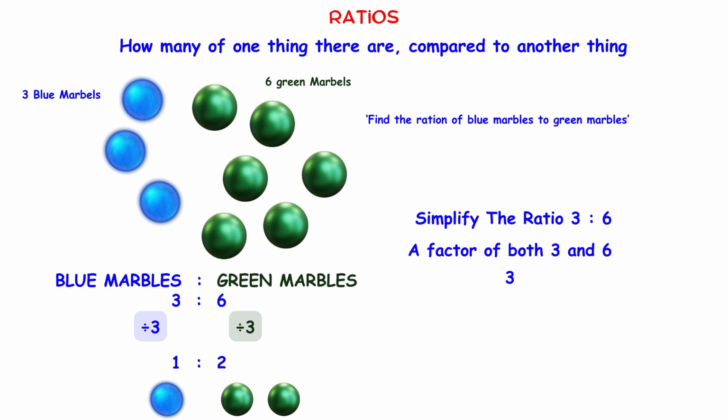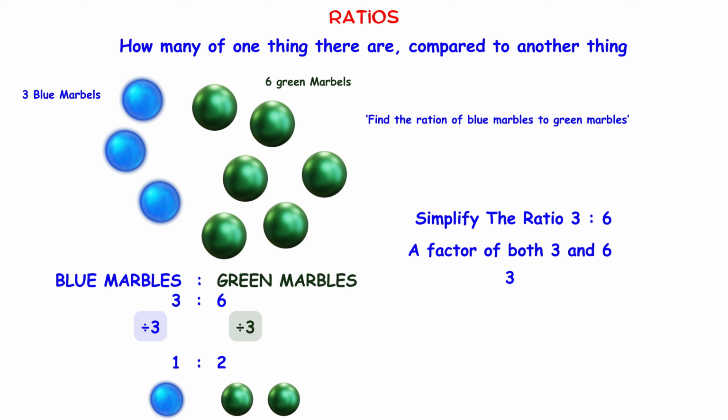So we divide 3 by 3 to get 1, and divide 6 by 3 to get 2, which gives a simplified ratio of 1:2. And importantly, the ratio 3:6 means exactly the same thing as 1:2. We haven't changed its value at all, we've only simplified it.